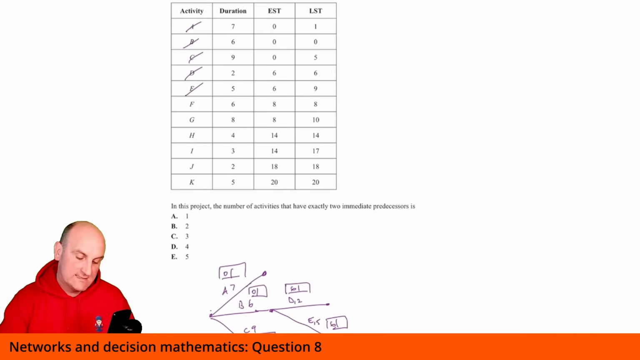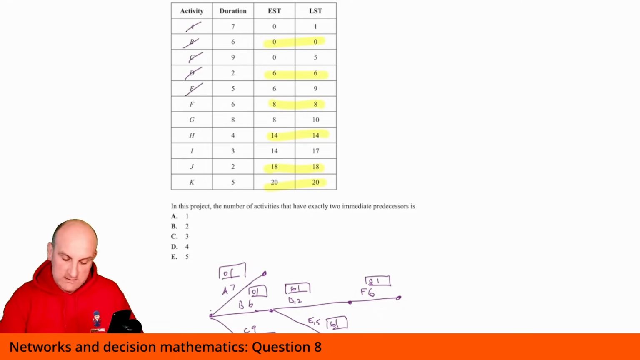F has an earliest start time of 8. Well, I was basically assuming then that F was going to come off of there. So F was going to have an early start time of 6. So that's going to be a 6. And it's going to have 8 there. Now, a lot of people that I spoke to said, well, hold on a moment. We're just going to look for all the ones that were effectively on the critical path as well. Okay, that's a way of doing it.